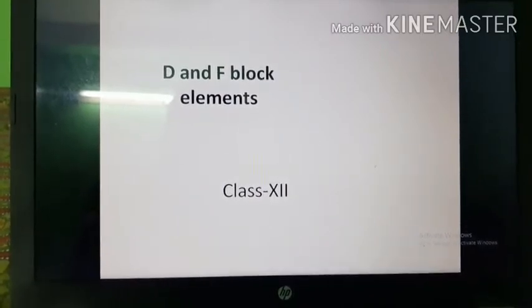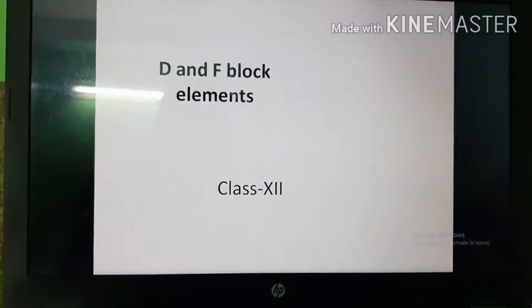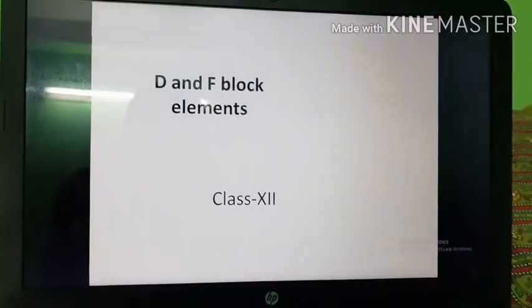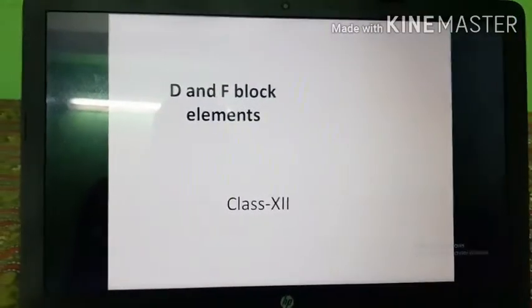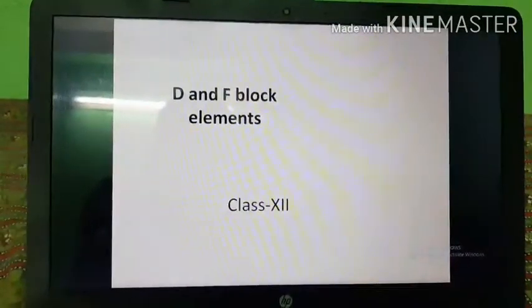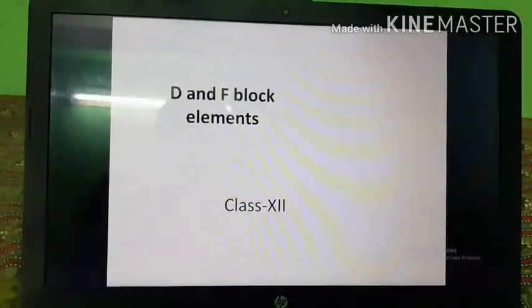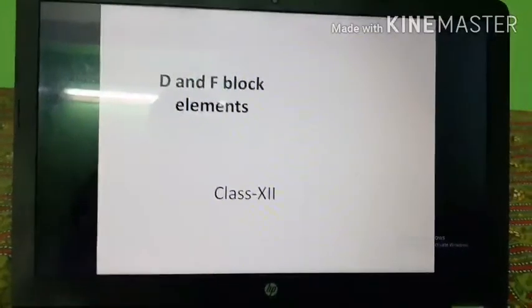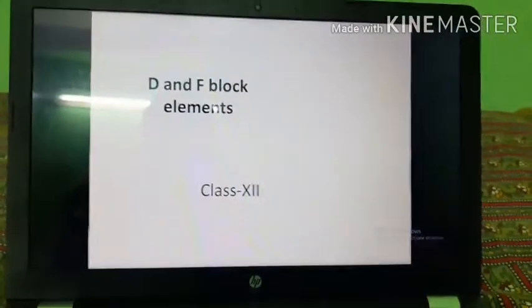After a long gap, today we will be discussing the d and f block elements of class 12. First of all, you know what are called the d block elements. D block elements means those elements in which the last electron enters into the inner d subshell. That is known as the d block elements.